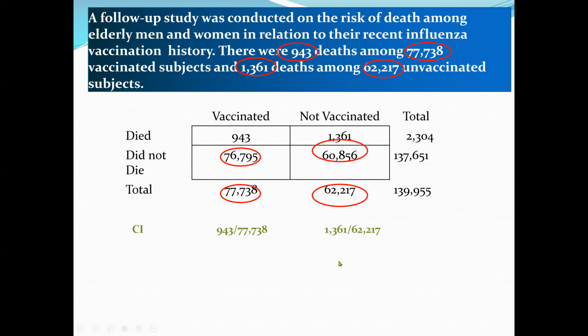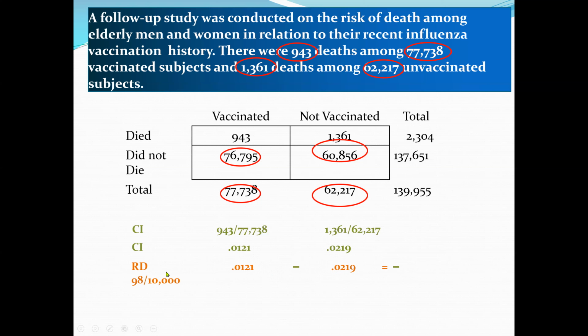Now, first of all, we do the absolute measurement of the association. So we look for the cumulative incidence for those who are exposed, vaccinated. So it will be 943 divided by 77,738, the total vaccinated. The same to find the cumulative incidence for those who are not vaccinated: 1,361 divided by 62,217, the total not vaccinated. And the result is 0.0121 for vaccinated and 0.0219 for not vaccinated.